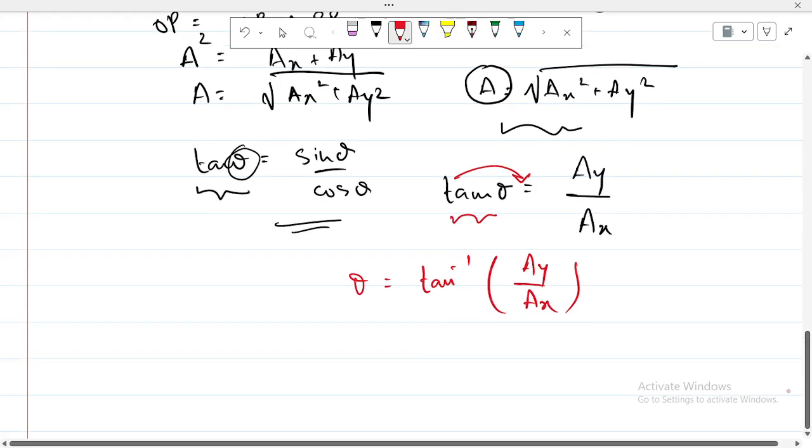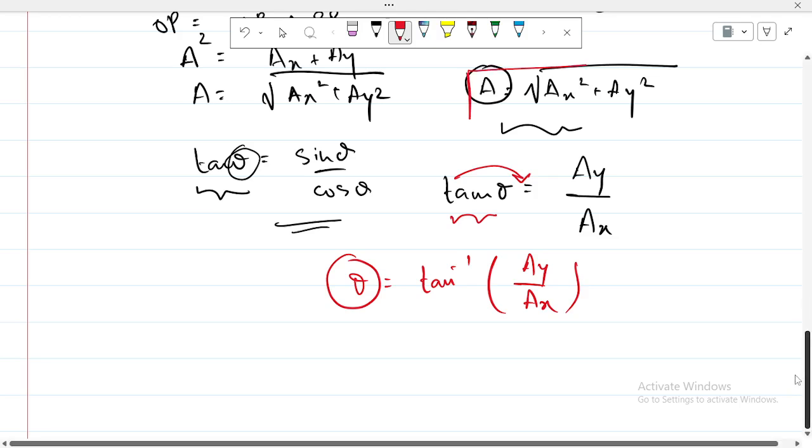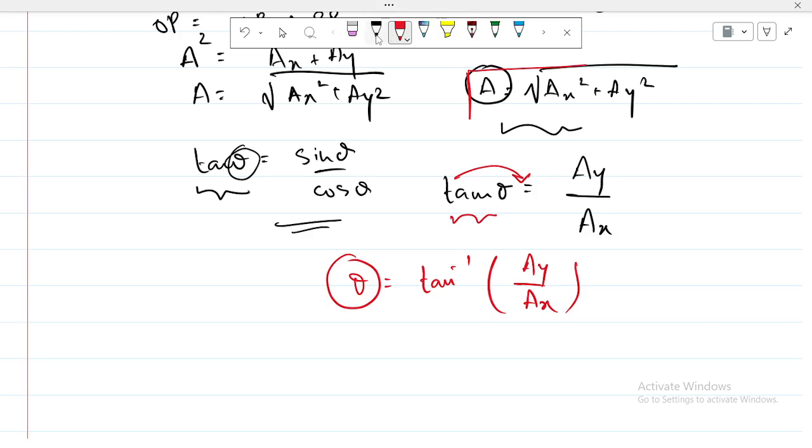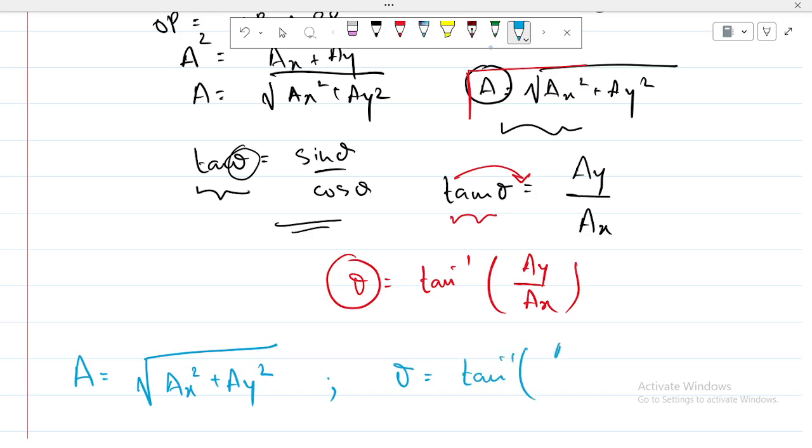So that's how, if we do know the two rectangular components of a vector, we can find out the direction as well as the magnitude. We can just write these results as a conclusion. To find the magnitude, we square the two components and add them. And for the direction, we have tan inverse of AY over AX.